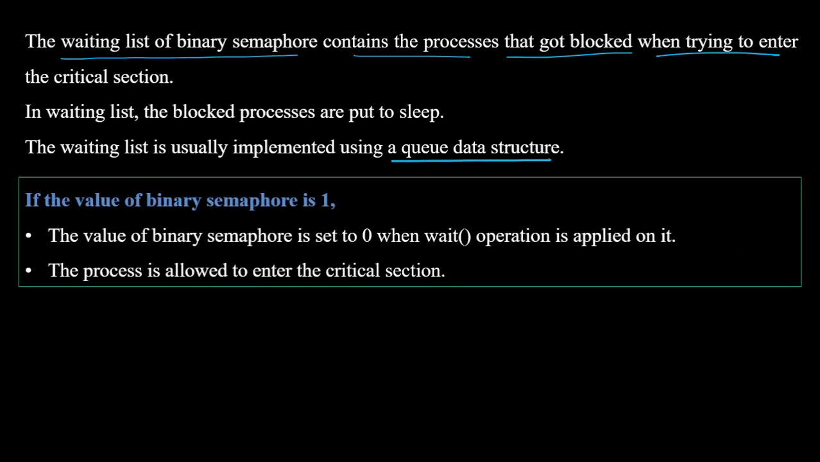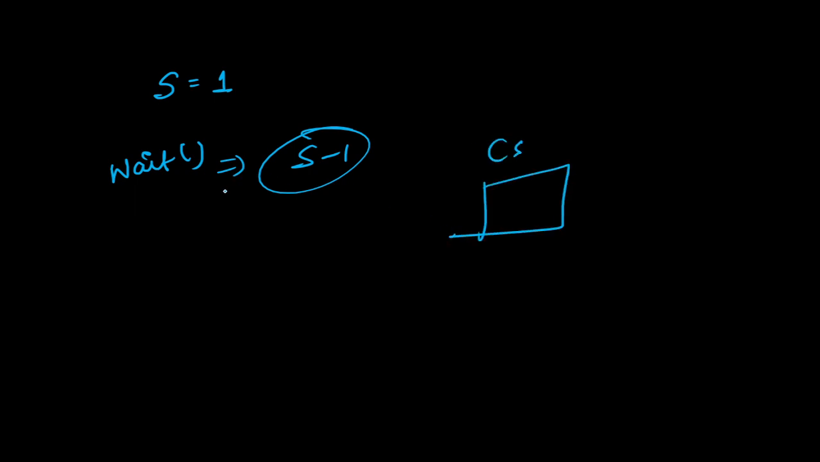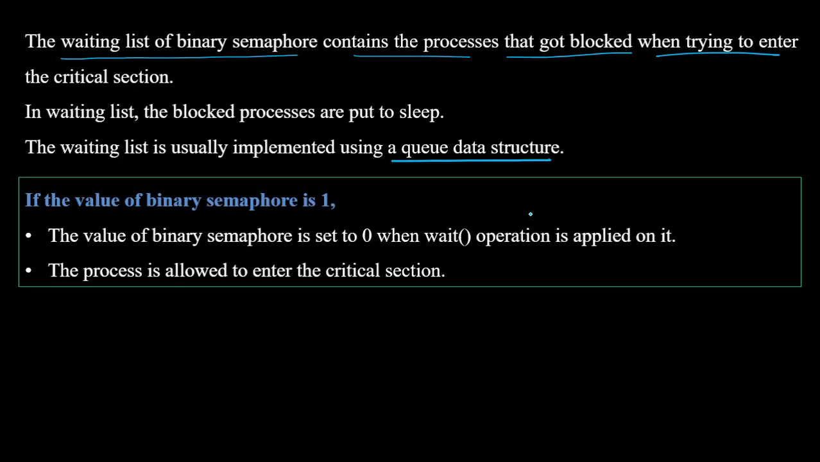ठीक है. If the value of binary semaphore is already 1 and I have to apply wait on it, I can do it. Wait will decrease the value by 1. So अब critical section में आपको जाना है and you apply wait. Wait will decrease the value of the semaphore by 1. It will make it 0 and the process will enter the critical section. This is what they are saying. If the value of binary semaphore is 1, the value of binary semaphore is set to 0 when wait operation is applied on it and the process is allowed to enter the critical section. ठीक है.